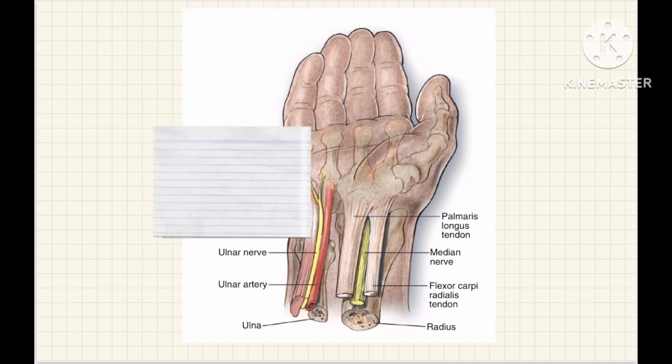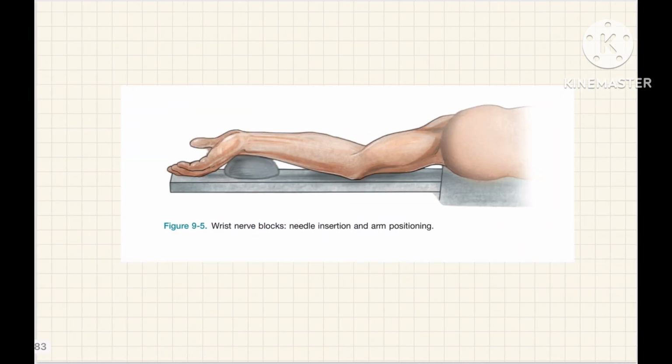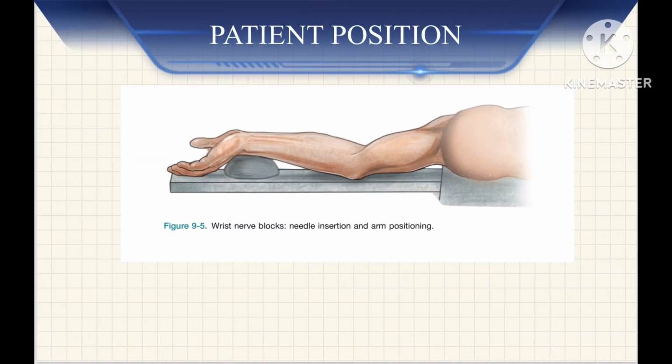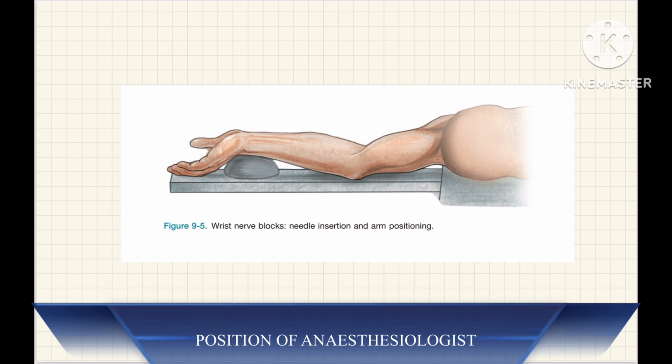Now let's see the position of the patient. We ask the patient to rest in supine with the arm extended at the shoulder and supported on an arm board. The wrist is flexed over a small support, and the most effective position for the anesthesiologist is to stand in the long axis of the arm board so that we can see the patient's face while giving the block.